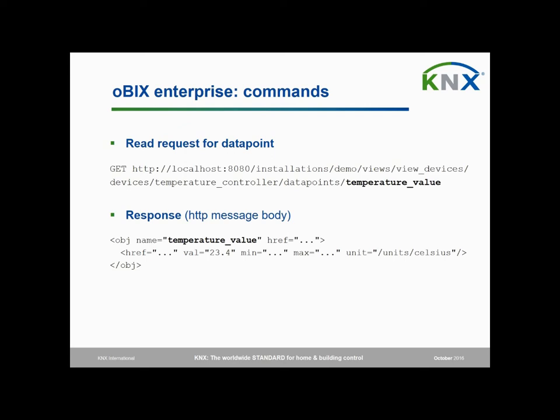Applying the get command will then render again a response, and what we will see in the HTTP message body is the actual temperature value. Like for example here, the current value is 23.4. The response can also indicate a minimum, a maximum, and of course a unit.